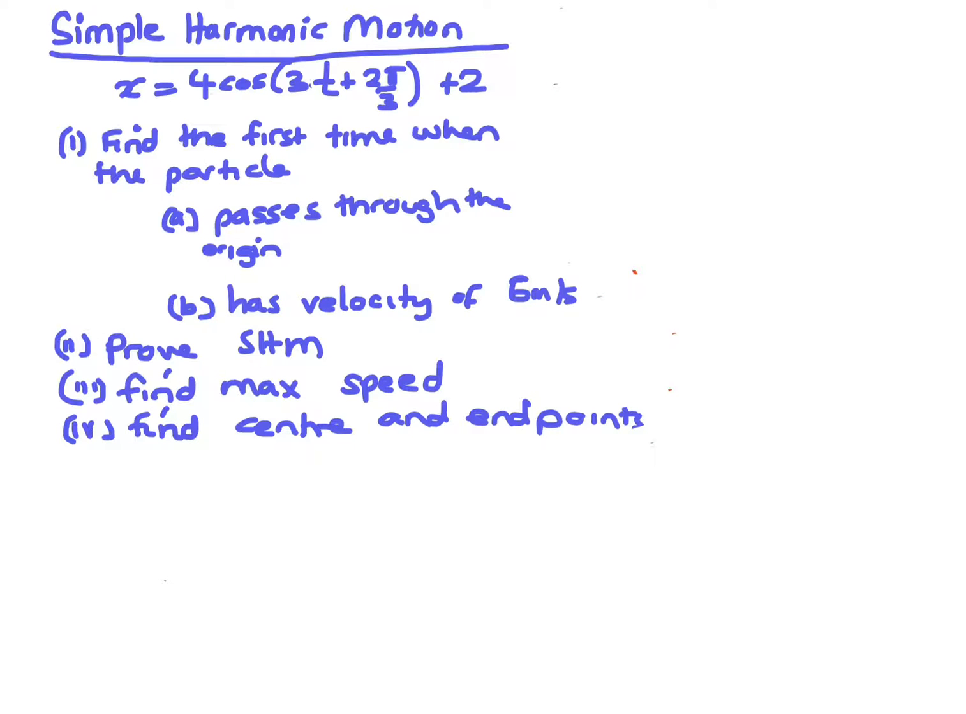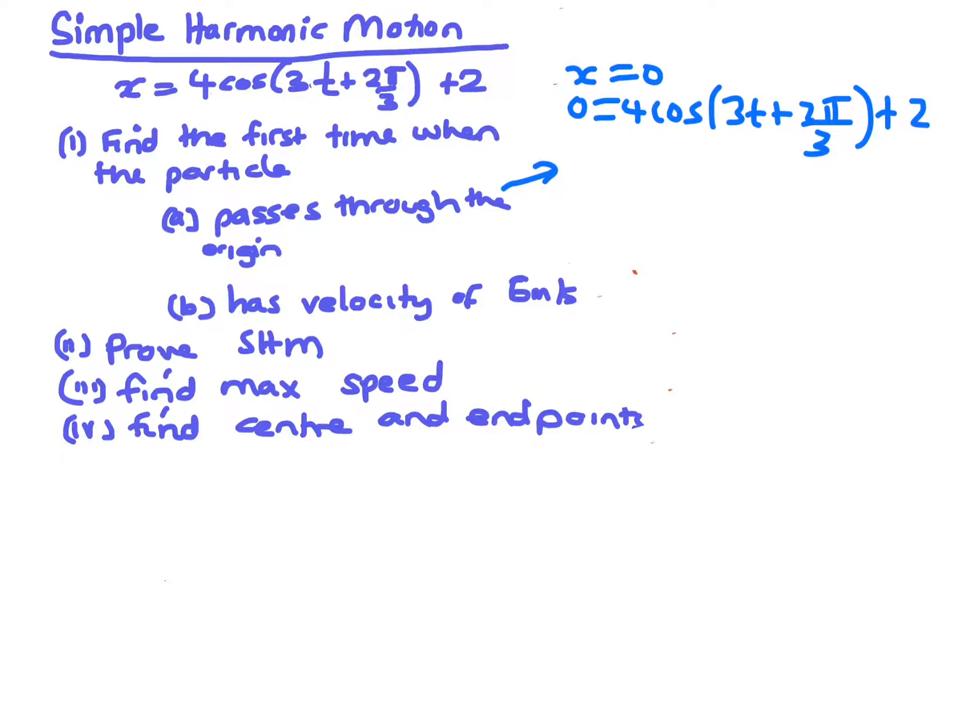Okay, so this particle moves so that x equals 4 cos(3t + 2π/3) + 2. So we want to get the first time when it passes through the origin, so that's when x equals 0. So 0 is 4 cos(3t + 2π/3) + 2.